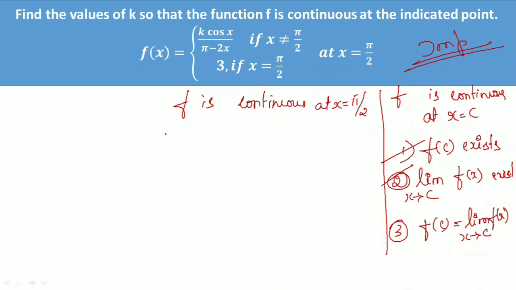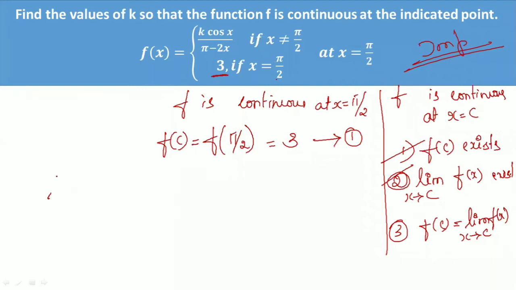Now you find what is f of c. At x is equal to pi by 2, what is f of c? What is the value of the function if x is equal to pi by 2, students? We can see if x is equal to pi by 2, the function is 3. So the value is 3. Take this as 1. Okay, take this as 1.